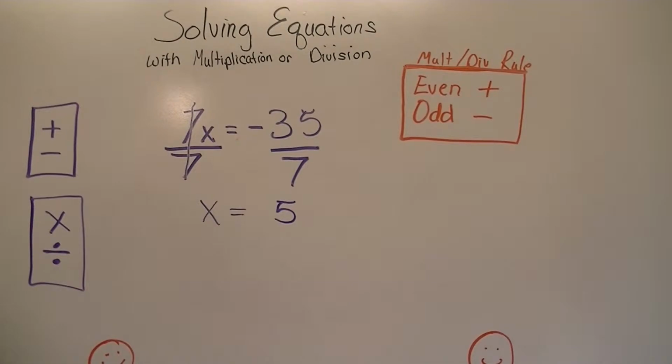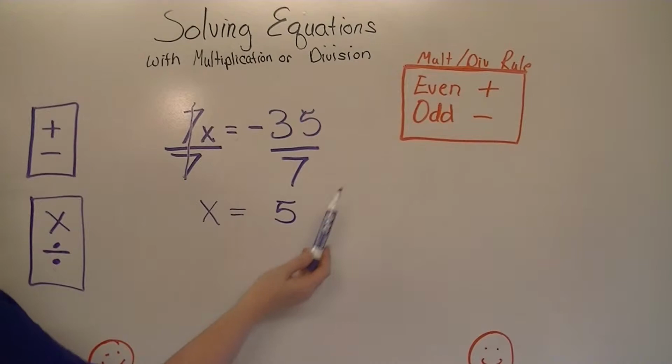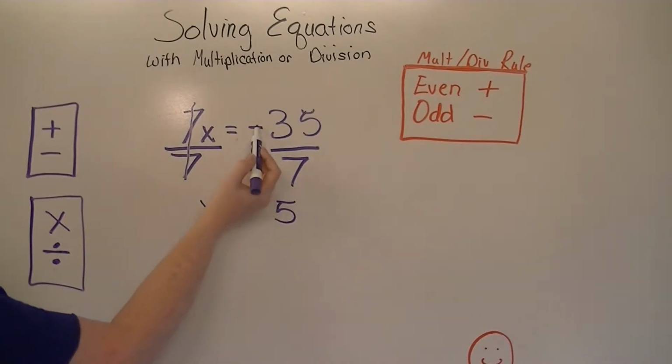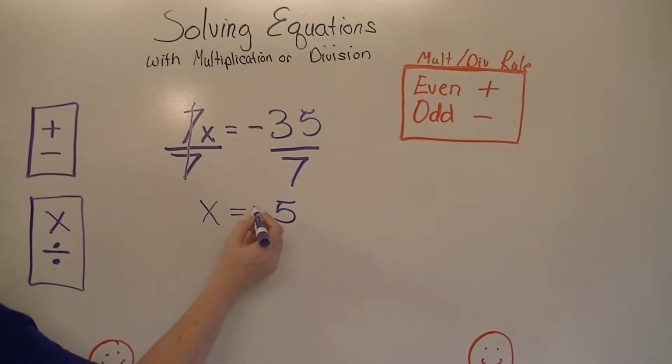But now we're working with integers, positive and negative numbers. And so we're going to look at our multiplication and division rule box for integers. You count the number of negative signs. If you get an even number of negative signs, the answer is positive. If you get an odd number of negative signs, the answer is negative. So if we count the negative signs, we get 1. 1 is an odd number, so our answer is negative 5.